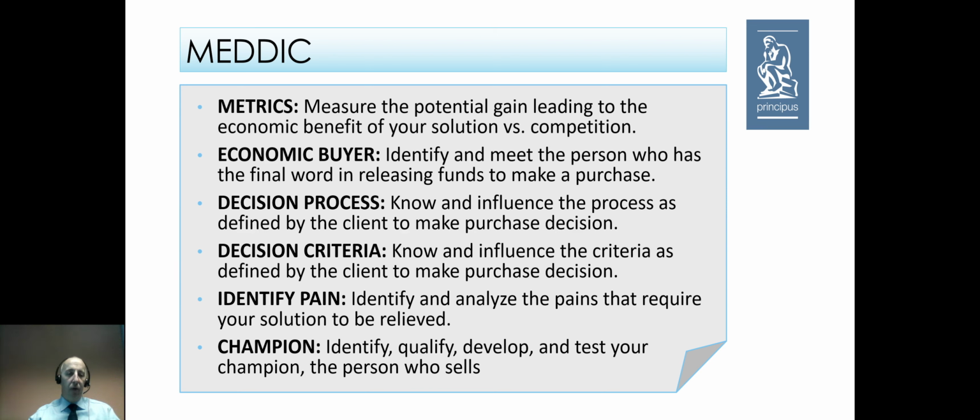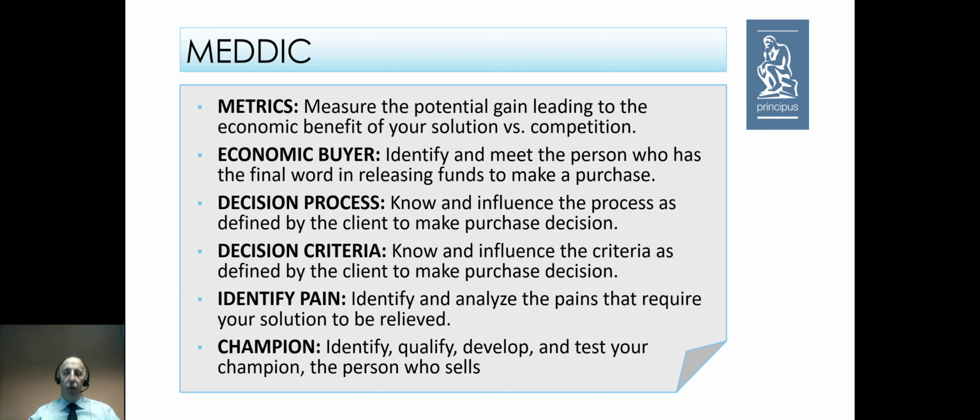So the steps are metrics. Metrics can help the salesperson build argumentation for his or her solution. Economic buyer, you must find out who is paying. Decision process, knowing how the decision process is set up internally at the customer helps you with adjusting your activities to it. Decision criteria, you should find out how the decision will be made so that you can pitch the right thing. Identify the pain, as mentioned before, no pain, no deal. And champion, you need to know who is the person that will drag your bid inside the customer environment.